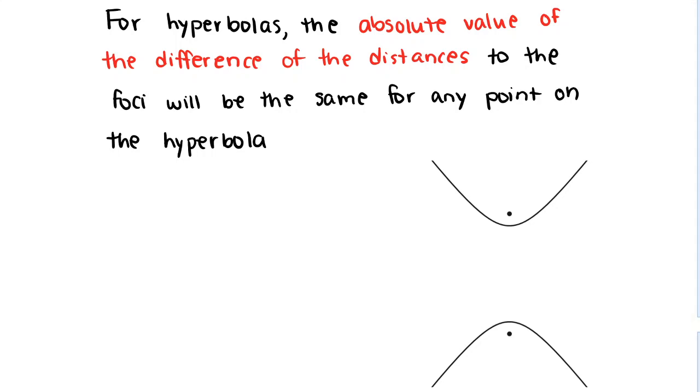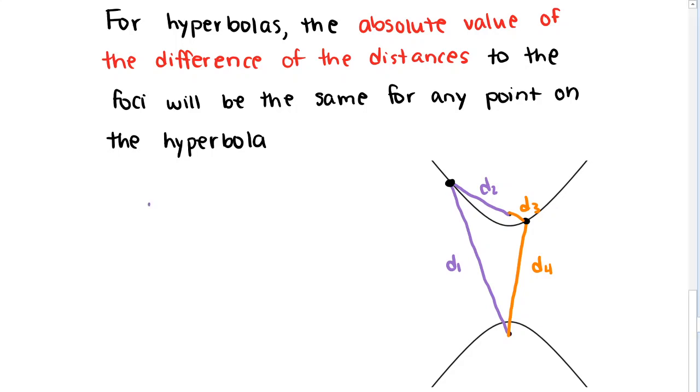So let's say I take this point here, and I look at the distance between this point and the two different foci. So here's one distance, I'll label this D1, and here's another distance, D2. So what I'm saying is that if I look at another point on the hyperbola, maybe I'll choose this one out here, it doesn't matter which point I choose. If I look at this point, I compute the distances between this point and the foci. So here's D3 and D4.